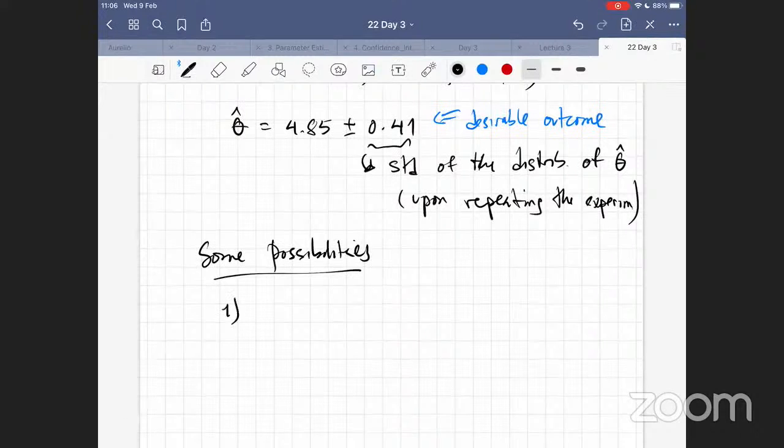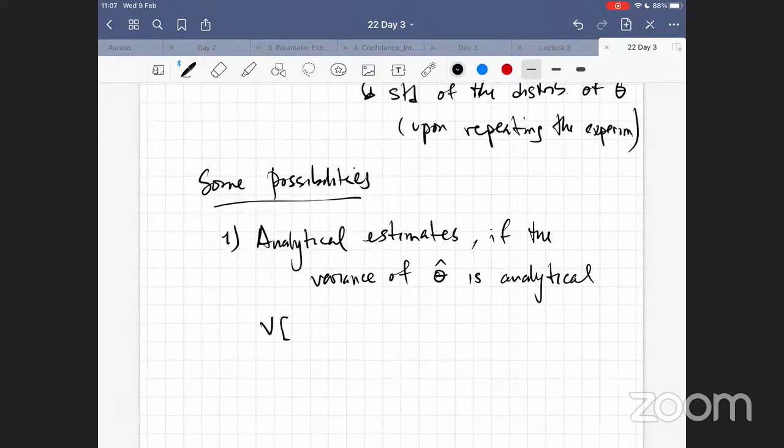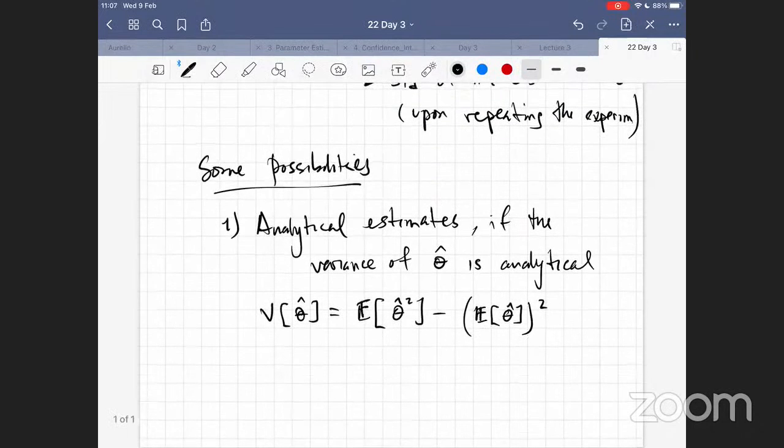The very first possibility, the simplest, is an analytical one: analytical estimates. This is the case if the variance of our estimator is analytical. I am just writing the variance of my estimator, which is the expectation value of the square of the estimator minus the square of the expectation value of the estimator, or the square of the mean.